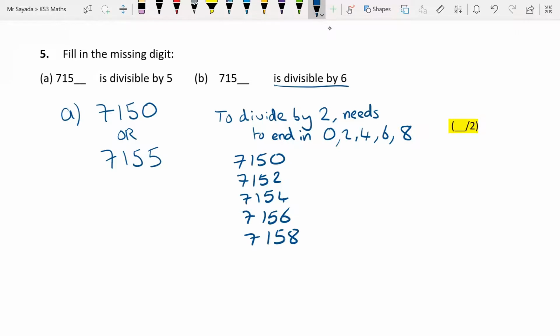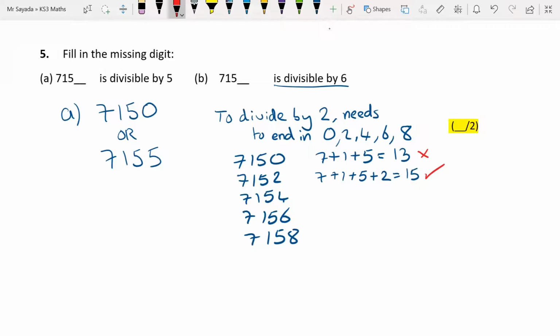So I'm going to add together the digits. 7 plus 1 plus 5. What is 7 plus 1 plus 5? Say your answer to the video. Hopefully you've said 13, and that's not divisible by 3, so neither is 7,150. Next one, 7,152. What is the total of those digits? Work it out and say your answer to the video. You should have said 15. Is 15 divisible by 3? Yes, it is. So therefore 7,152 is as well.